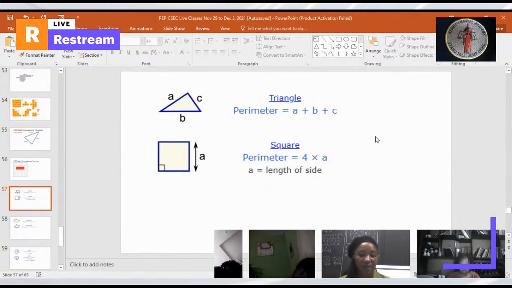So basically we're saying for the triangle, the perimeter is side plus side plus side. If it's an equilateral triangle, side times 3. Isosceles triangle, 2 times A plus B, since it's two equal sides. But generally speaking, just add the 3 sides, right? For the square, since all the sides are equal, it's 4 times the length of each side.